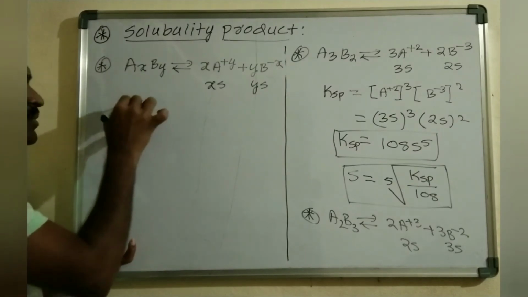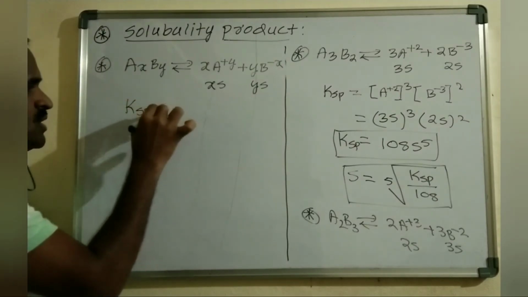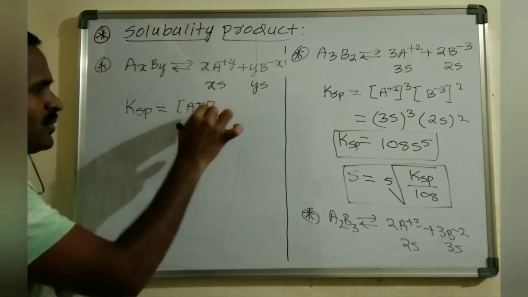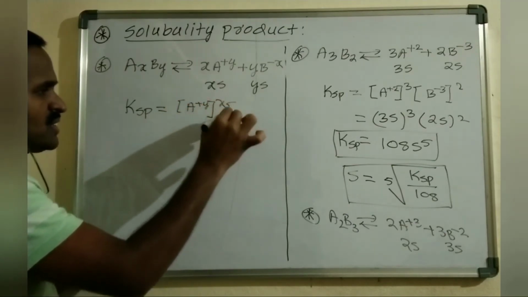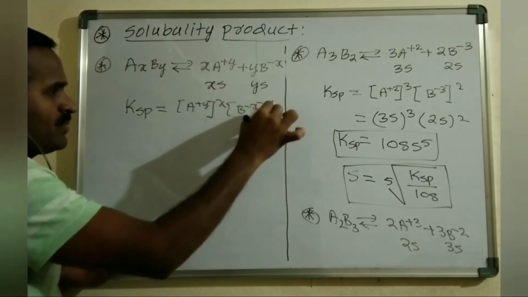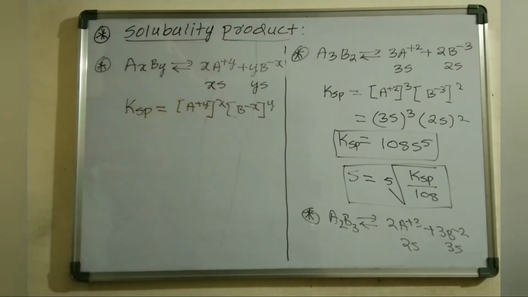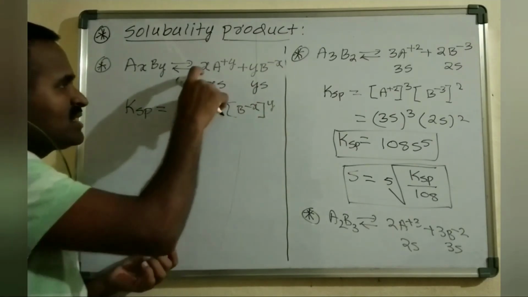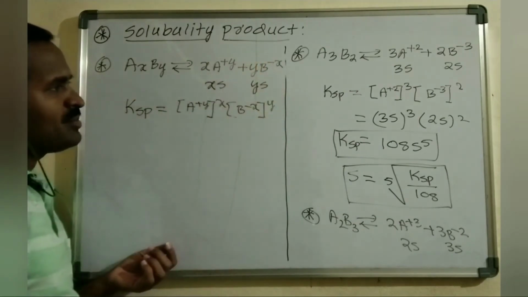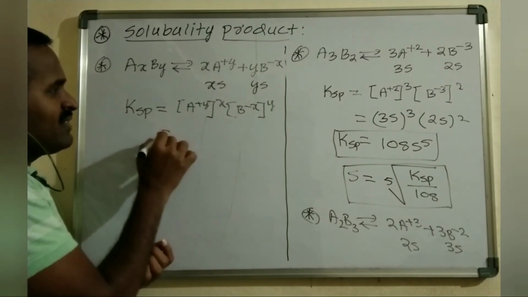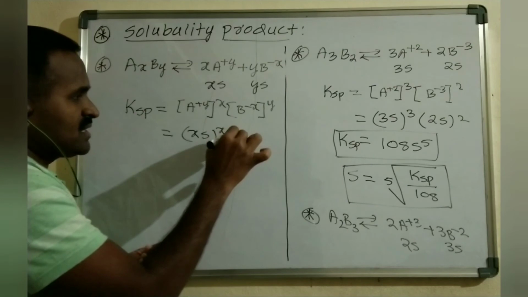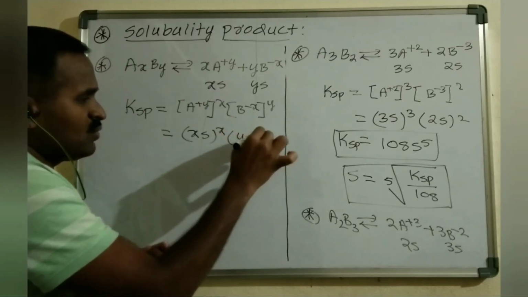And its solubility product Ksp is equal to [A^y+]^x [B^x-]^y. So the stoichiometric coefficient x will be raised as the power, and the stoichiometric coefficient y will be raised as the power. That's the reason I will write (xS)^x and (yS)^y.